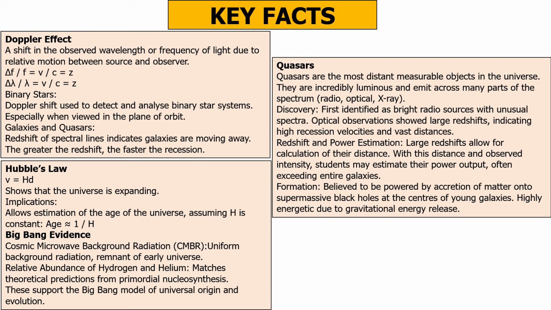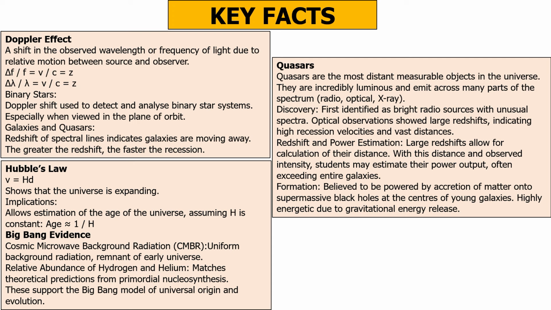Now, quasars are the most distant measurable objects in the universe. They're incredibly luminous and emit across many parts of the spectrum: radio, optical, and X-ray. Now, they were first identified as bright radio sources with unusual spectra. The optical observation showed large redshifts indicating high recession velocities and vast distances. Now, large redshifts allow for the calculation of their distance.